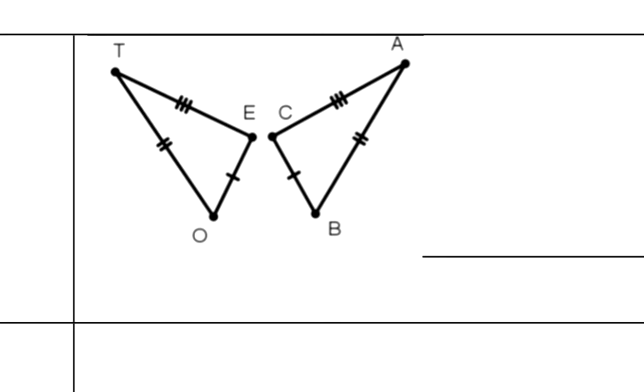The next one that we have is pretty straightforward, right? We've got the 3 pairs of congruent sides. These sides are congruent, these sides are congruent, I see that by the tick marks, and these sides are congruent. So this is clearly the side, side, side congruence condition.